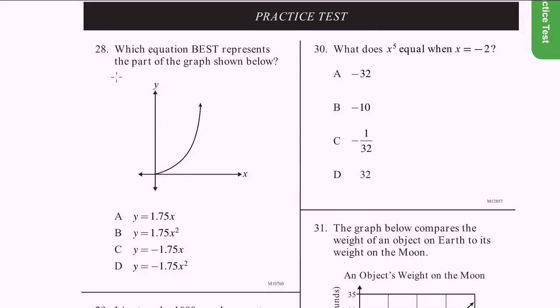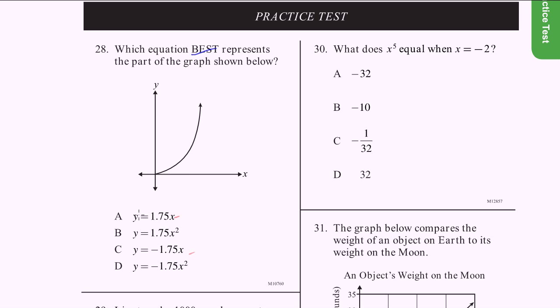Problem 28. Which equation best represents the part of the graph shown below? So we have a bunch of equations here. Let's see. This one is just a linear equation. So this is just some number times x. So that graph, in general, would be a straight line.